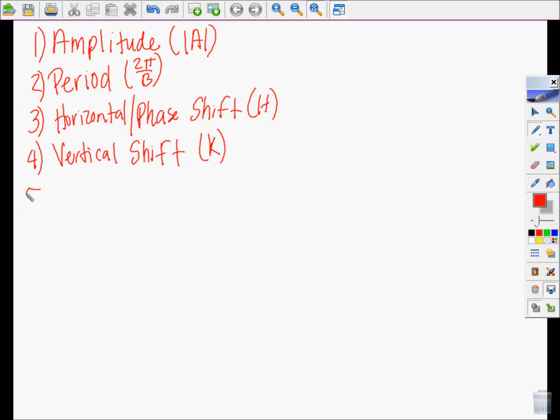Okay, you need to know what max and min are, and that your max and min is defined by which axis? Y. Your y axis. What else did I write? Okay, you need to know what x-intercepts are.